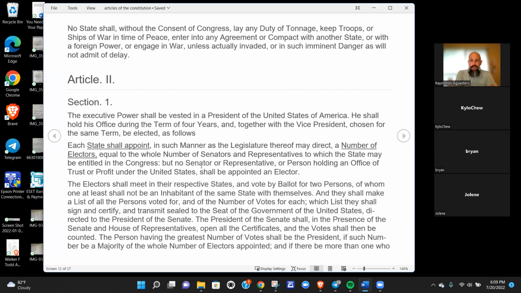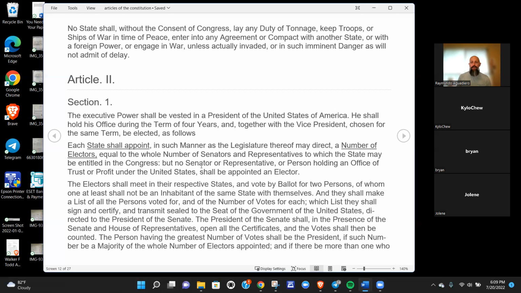That's wild. And they shall make a list of all persons voted for and of the number of votes for each, which list they shall sign and certify and transmit sealed to the seat of the government of the United States, Washington, D.C., directed to the president of the Senate. Who's that? Vice president. The president of the Senate shall, in the presence of the Senate and House of Representatives, open all the certificates, and the votes shall then be counted.